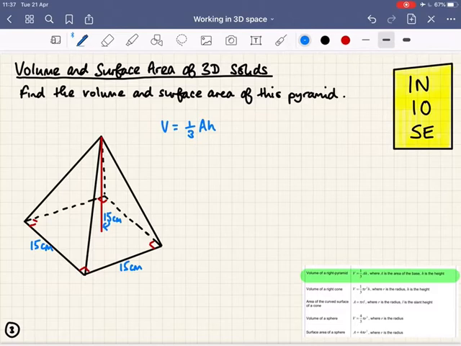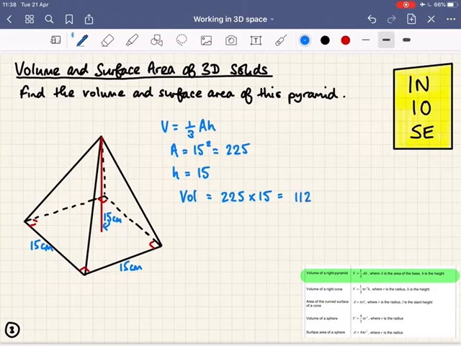So just looking at this triangle, that's quite nice and easy. The area of the base is equal to 15 squared, because it's a square there at the bottom, which is 225. And the height, we're also given that, it's also 15. So that's very easy, isn't it? The volume is going to be 225 times 15, which gives us a nice answer of 1,125 centimetres cubed.